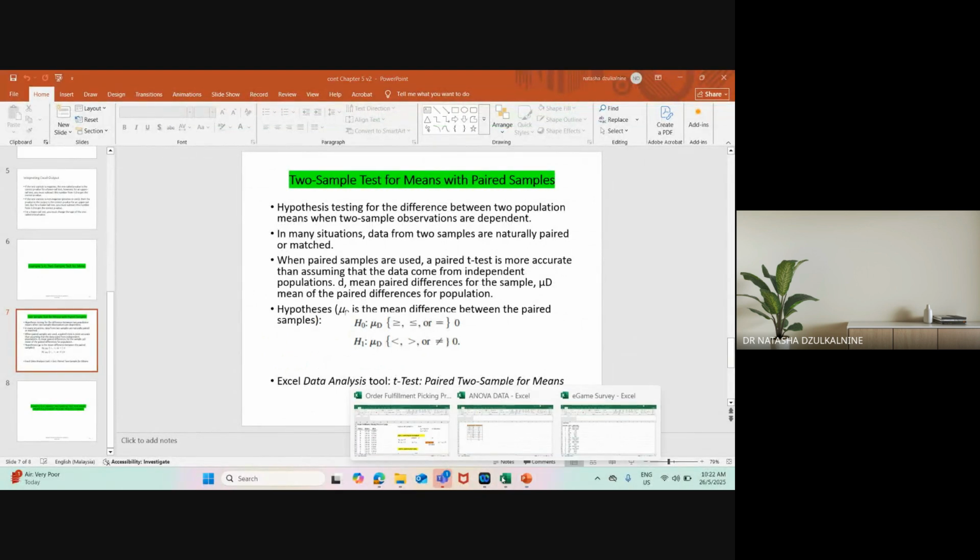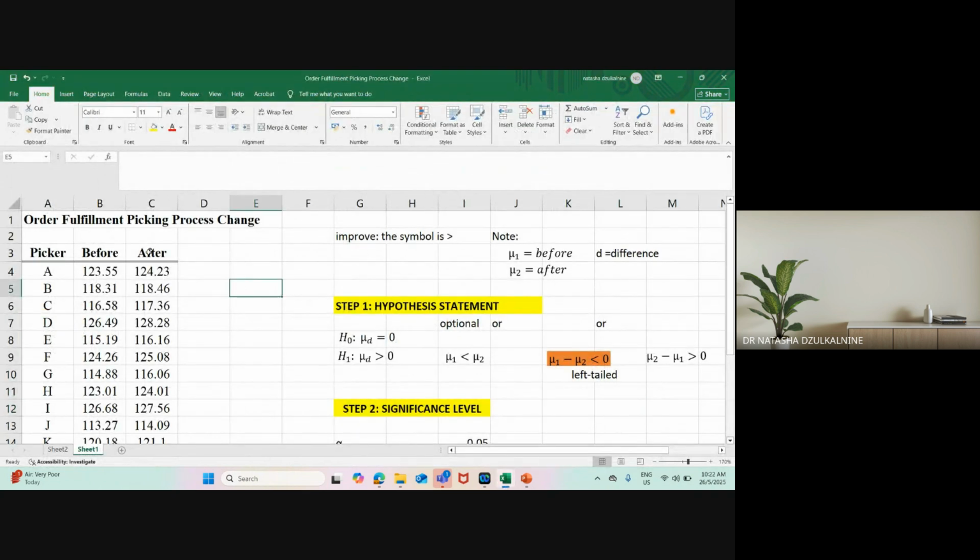So we go to the data. Order fulfillment picking process change. This is the data, so I will read the example. Order picking is a process in the warehouse supply chain process, and it is a labor intensive, expensive process for every warehouse. The manager of a warehouse tends to improve the picking rate to increase the efficiency of the warehouse performance with no change in the labor. The Excel file order fulfillment picking process change contains the picking rate by warehouse order fulfillment workers before and after the improvement of the order picking process.